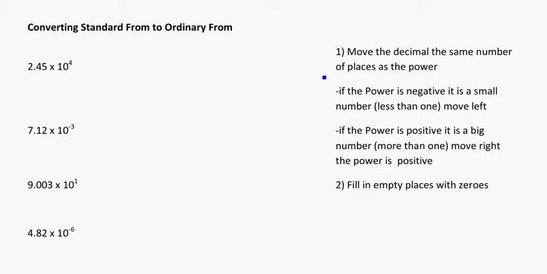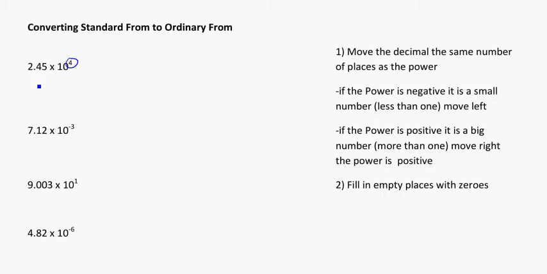0.00012 or something. So what we're going to do is move the decimal place the same number of places as the power that's been told to us. So in this case, the power here is 4. So we're going to move the decimal place 4 spots. And we have to think about it. Are we going to move it to the left, or are we going to move it to the right?